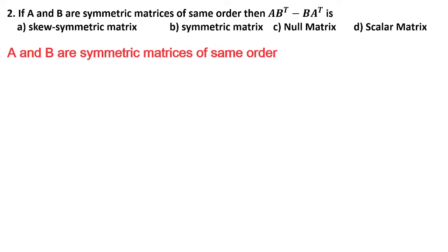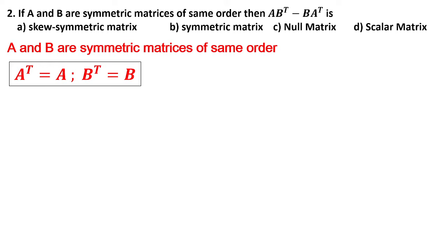A and B are symmetric. Therefore, A transpose is A and B transpose is B. When you get back the same thing, it is symmetric. When you get minus of that, you will get skew symmetric. When you get 0, it will be a null matrix and so on. Let us try to find the transpose of the given matrix now.